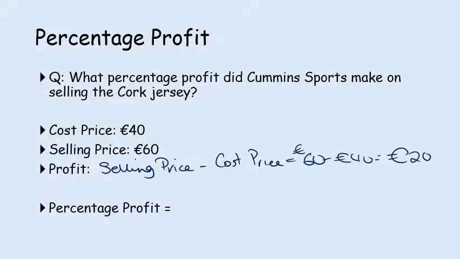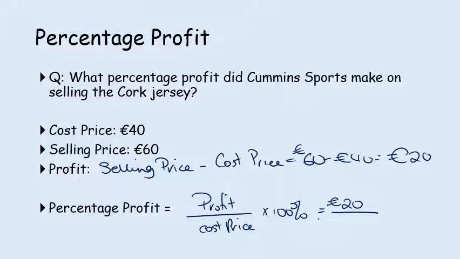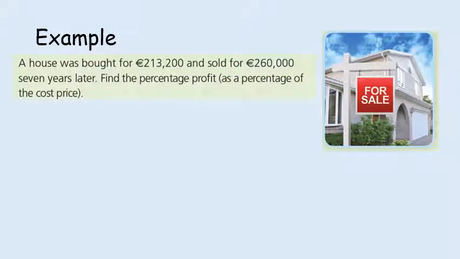So your percentage profit then is going to be profit over cost price by 100%. So your change over your original by 100%. So that gives us €20 over our original cost of the jersey, which was €40, by 100%. And that works out to give us a 50% profit. Now, if you have an opportunity to invest in a company that's able to make 50% profit, go for it, because that is amazing. I'm going to keep going with examples.